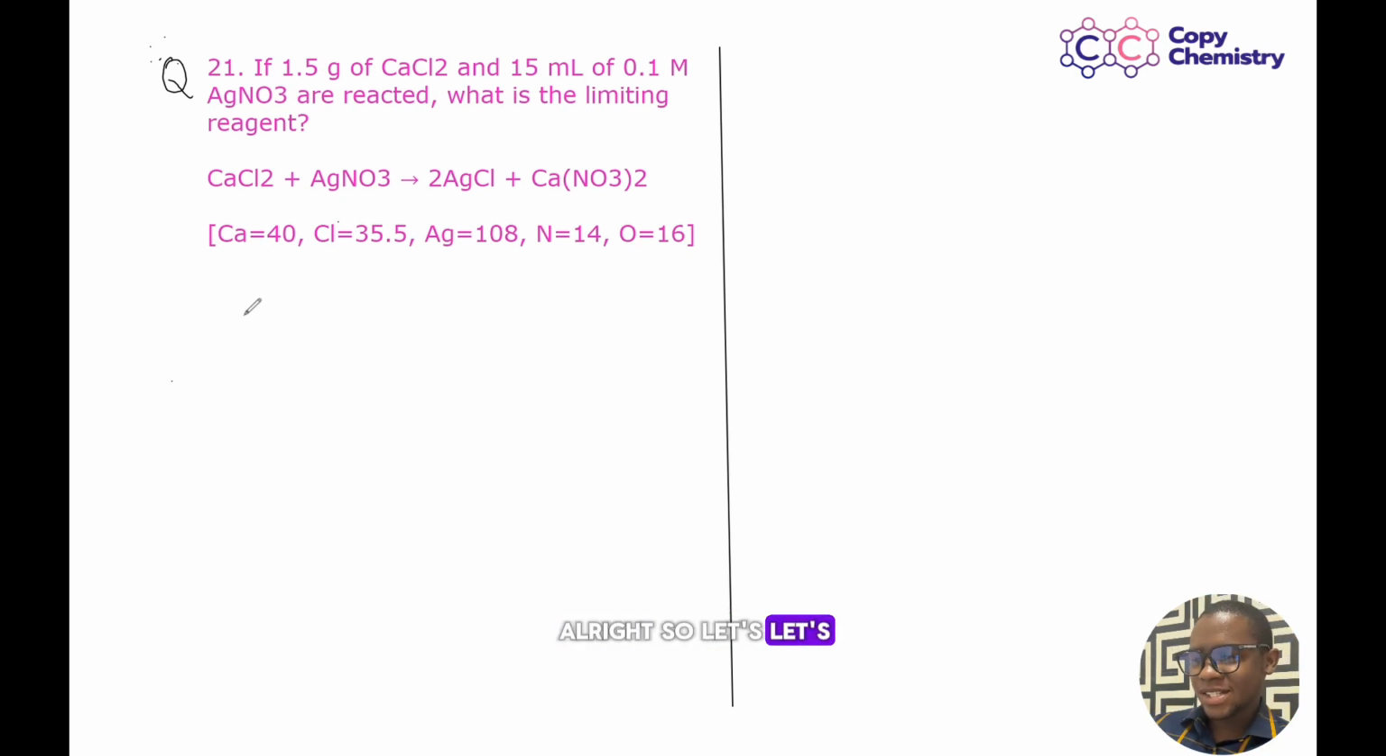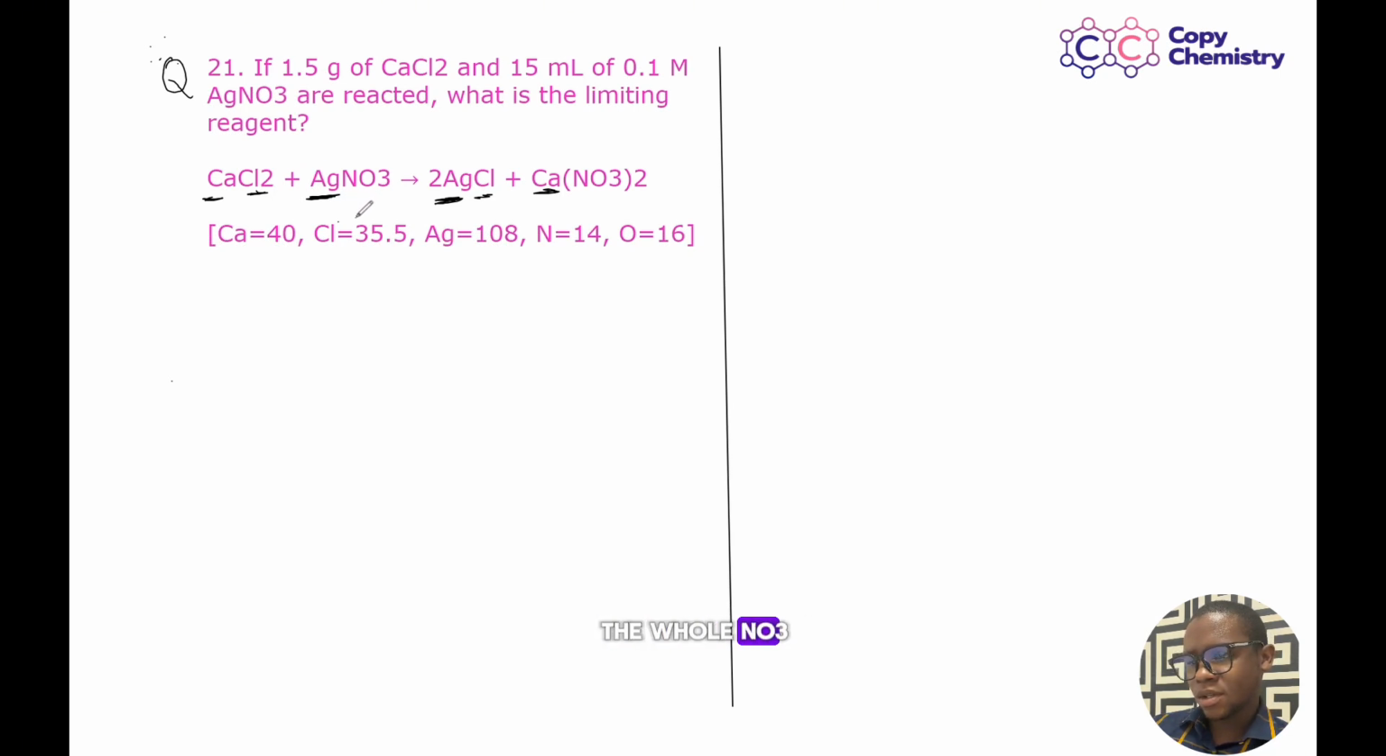Alright, so let's look at the equation. Is it balanced? It doesn't look balanced to me. Cl is 2 here, Cl is 2, that's good. Ca is 1, Ca is 1, fine. Ag is 1, and Ag here is 2, so it's not balanced.